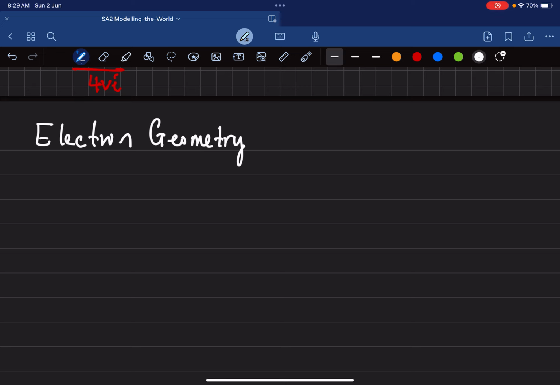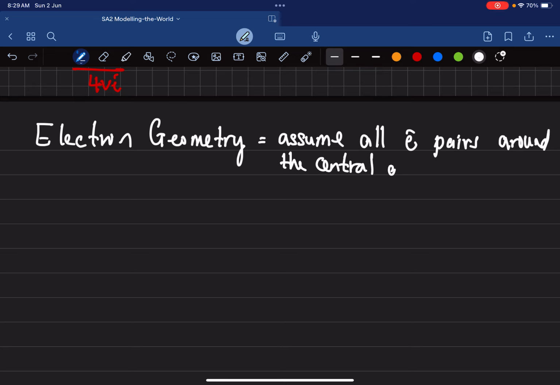When we do electron geometry, what we do is assume all electron pairs around the central atom to be non-bonded pairs or lone pairs. We assume that. You can also assume that they are all bonded pairs. Up to you. You can assume they're all bonded pairs, or you can assume them all to be non-bonded pairs.